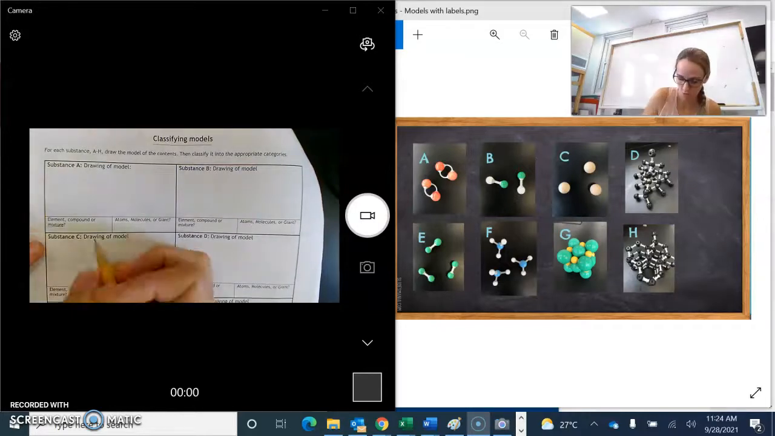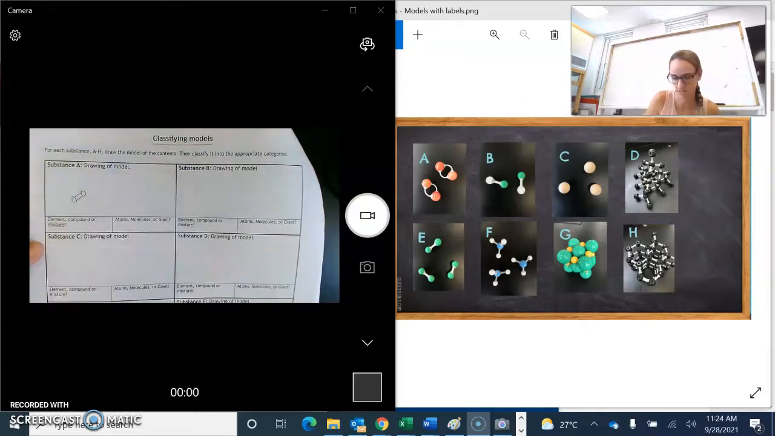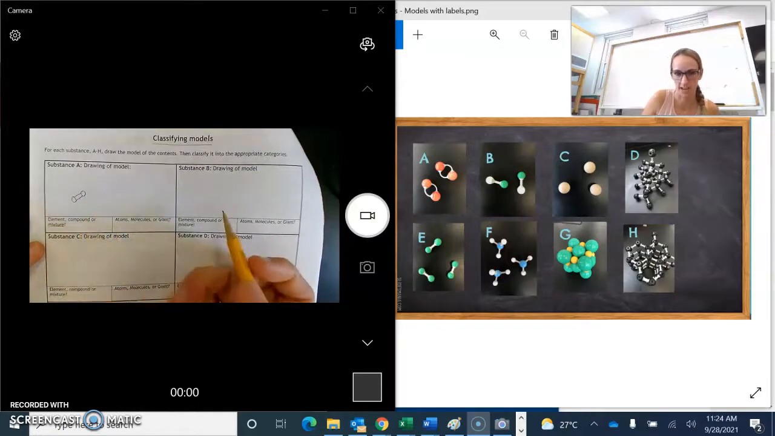A is 2 red atoms, they're actually connected with 2 bonds. That's called a double bond. Every other bond in this activity is a single bond. We're going to learn about that in a future topic, but it's still good to draw an accurate diagram.